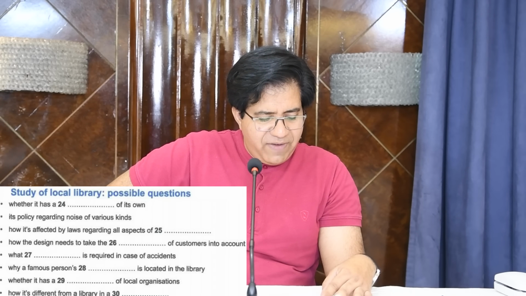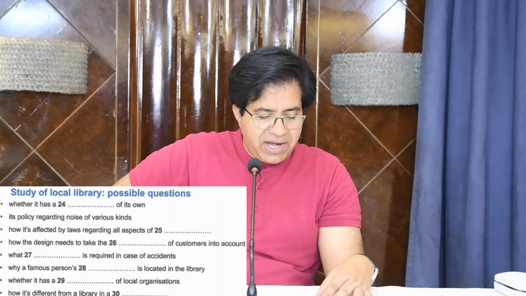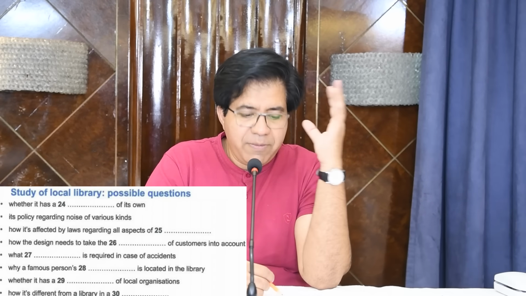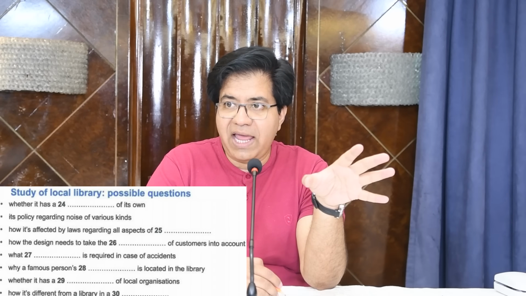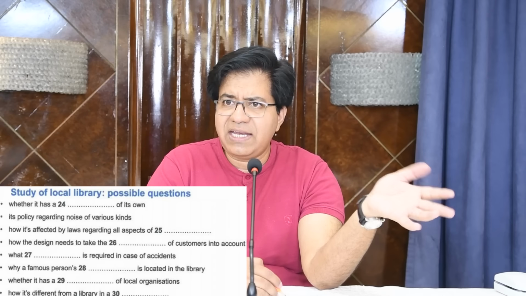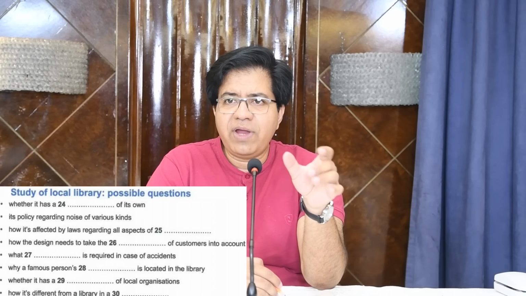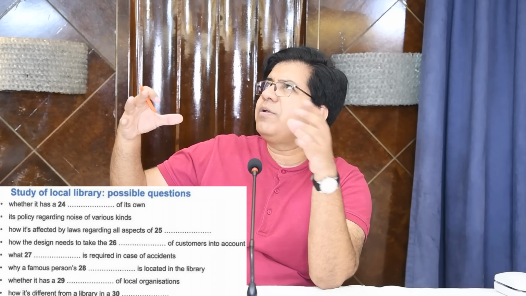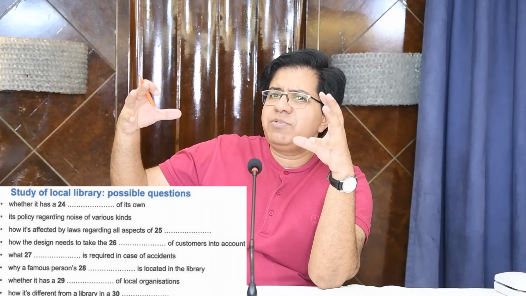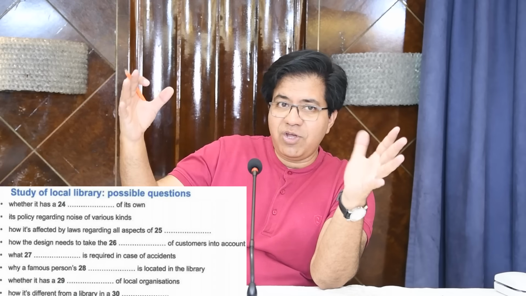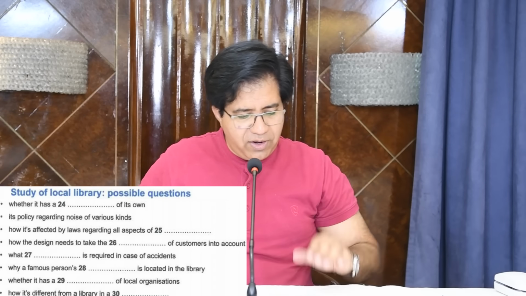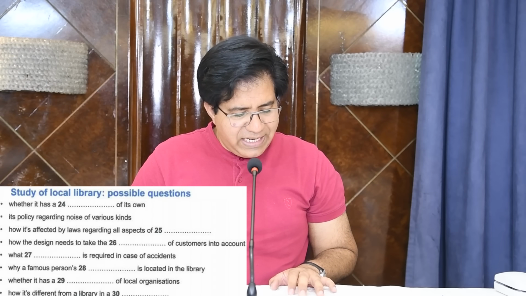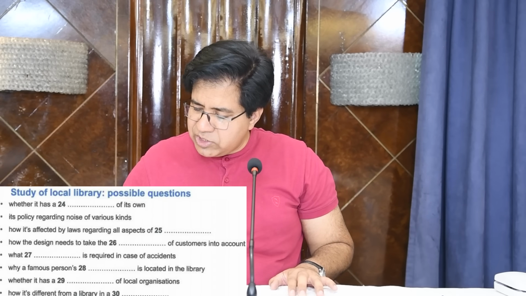Question number 29. Whether it means library has a dash of local organizations. Library has something of local organizations. Now it's the age of internet and all that. But in the past, if you wanted to get the address of any organization, you could go to library. And they had, if you remember, in the old times, telephone directory. Directory of organizations, and you can check the number and all that. But now everything is just a click away. So let's see. It has a dash of local organizations.